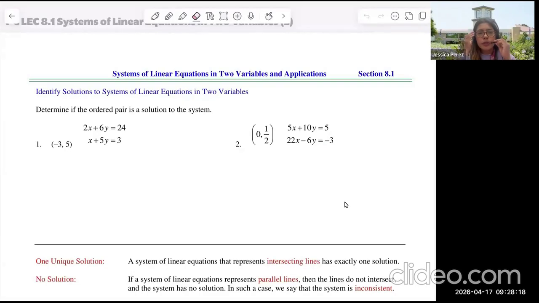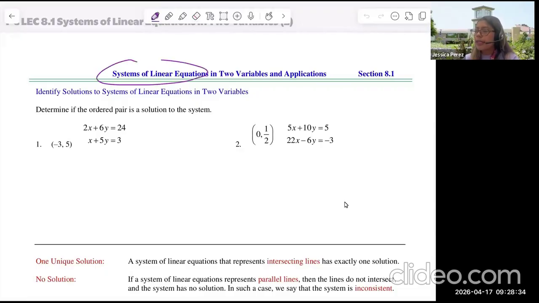Everyone, welcome to section 8.1. In this section, we are going to be learning how to solve systems of linear equations in two variables and applying them on certain applications.